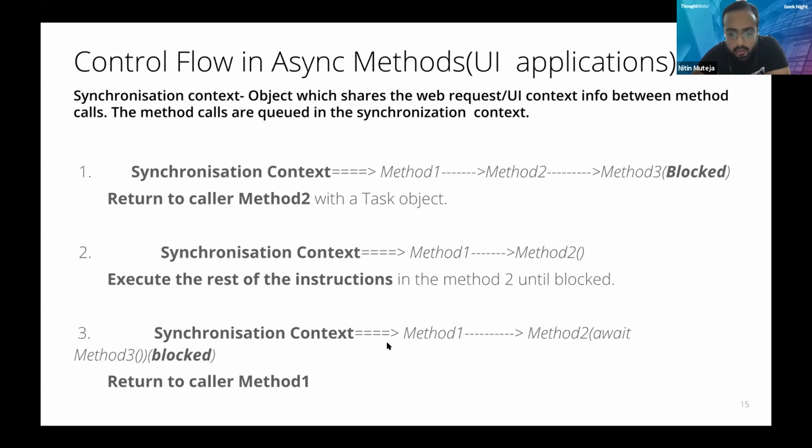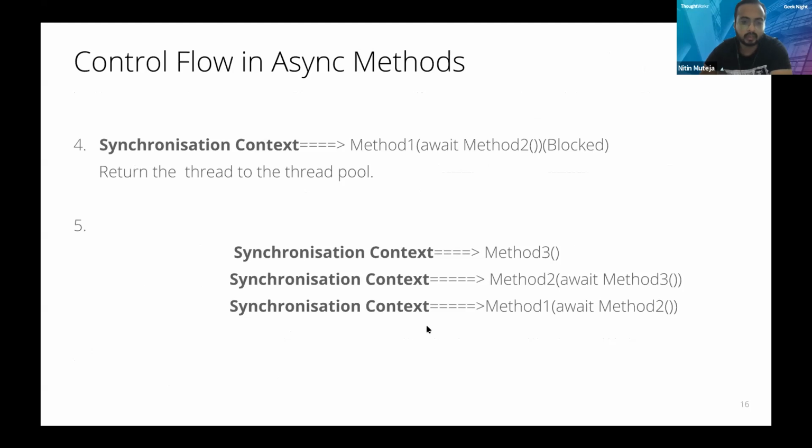Now, in the next step, method 2 says that I need to get the response from method 3. So we execute the statement await method 3. My method 2 is also blocked during this time frame. Since method 2 is blocked, it would return a task object to method 1, and it would return back to the caller. If there are sequential operations available in method 1, those instructions would begin execution. Else, if method 1 is also directly awaiting method 2, then control would return back to the synchronization context.